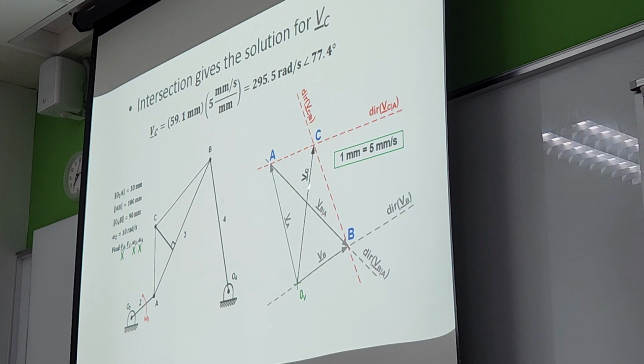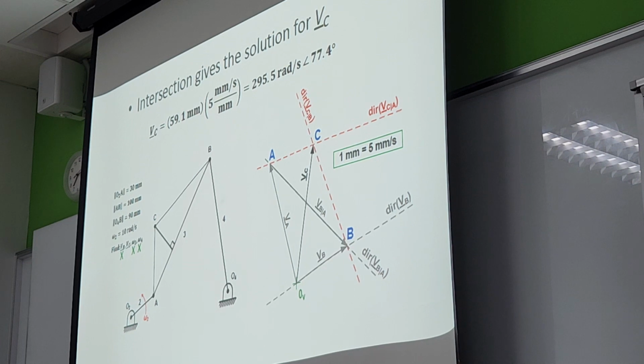Draw a velocity vector to the point C. The magnitude of this will give you the magnitude of velocity. So measure the distance, multiply with the scale factor, that gives velocity C. The direction also you can measure using a local coordinate system.